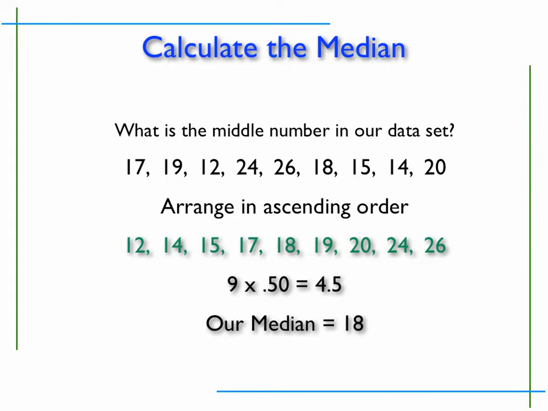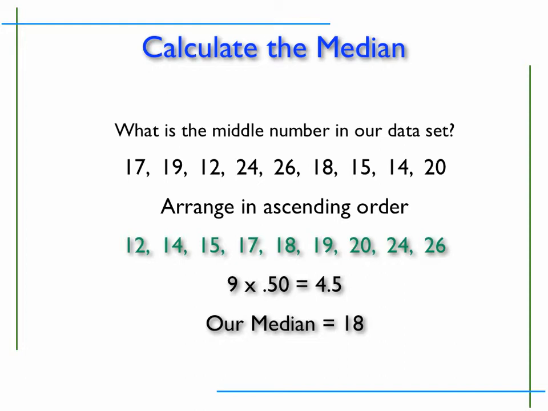Next, we need to calculate the median, and this is the middle number, which is 18. Remember, an effective way to do this is to first arrange the scores in ascending order, then multiply the number of scores by 0.50. In our case, this is 9 times 0.50, or 50%. This gives us 4.5, and we can round up. If the number of scores is odd, the median is the middle score of the distribution. If the number is even, the median is the average of the two middle scores. So we count to 4.5, or 5, and our median is 18.